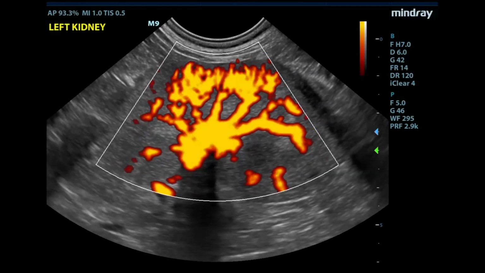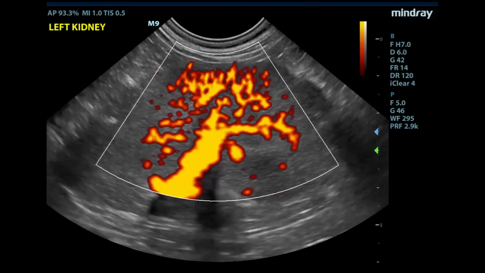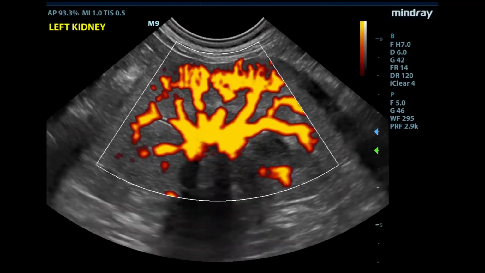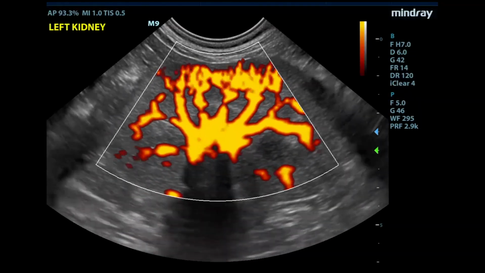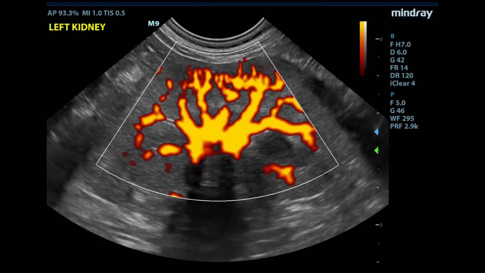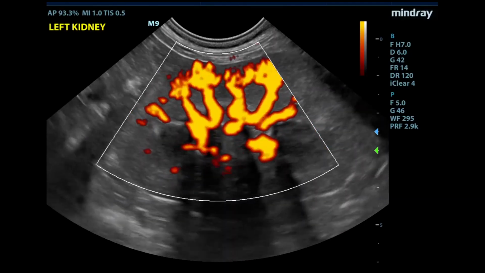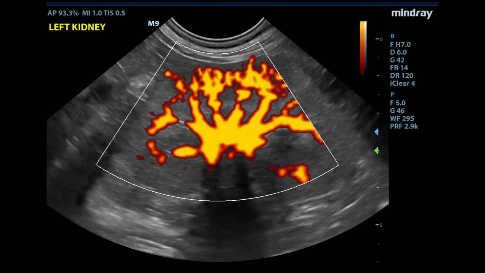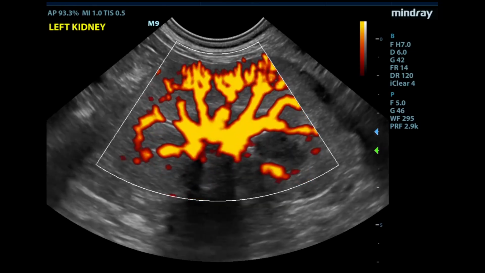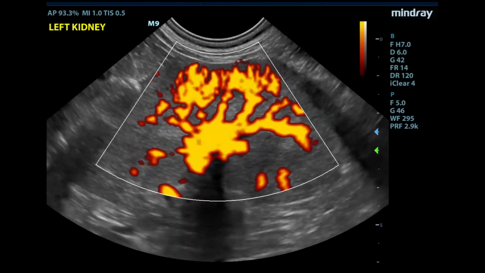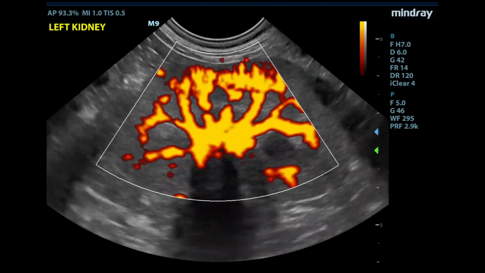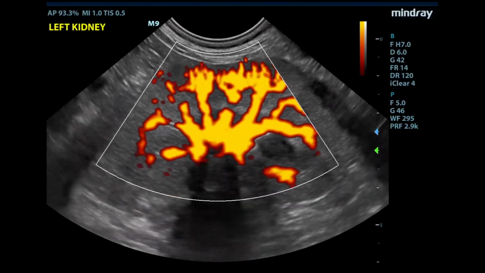Power Doppler can also be used to show the presence of blood flow in the kidneys. Power Doppler will not show direction of flow, but tends to detect lower velocity or weaker blood flow. Power Doppler can also be used at deeper depths in cases where color flow Doppler does not detect blood flow.